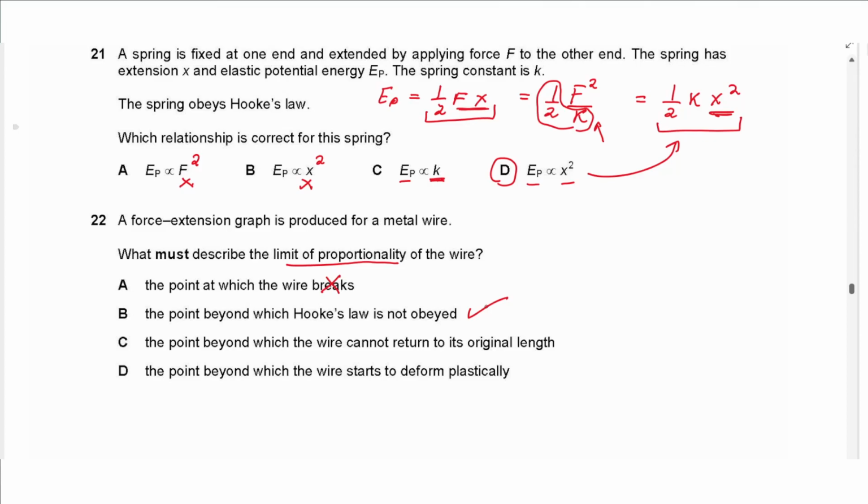longer be proportional. The point beyond which the wire cannot return to its original length, the point beyond which the wire starts to deform plastically, these are basically the same thing. That's elastic limit, not limit of proportionality. So the answer is B.